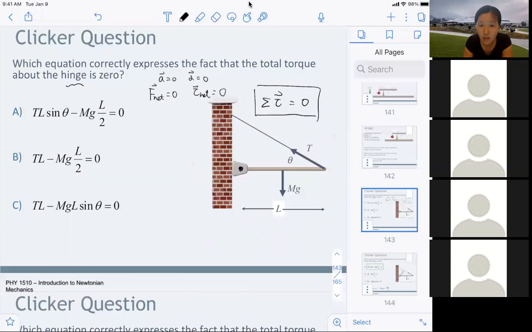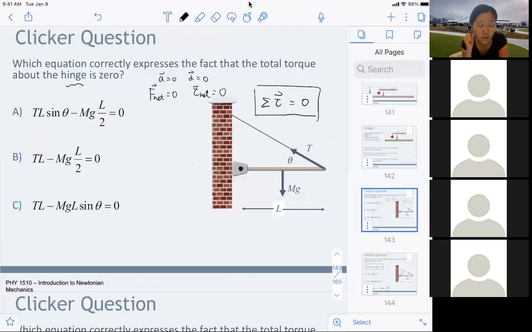And since we are rotating relative to the hinge, you can see we did not draw a force on the hinge, because that force is not going to give you any torque. You're looking at the rotation relative to that point. There's no lever arm for that force, which means we only need to add up 2 torques. One is from gravity of this beam. One is from the tension. So this beam is being pulled up by the rope right here.